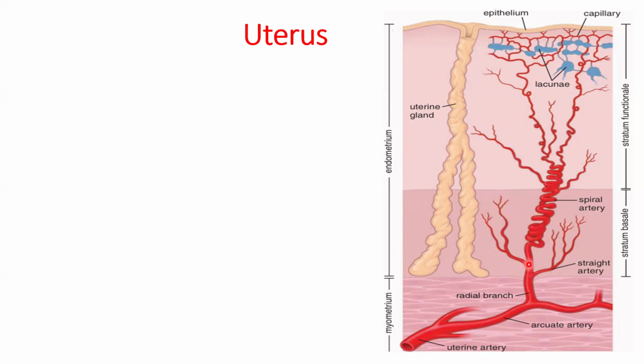Then the spiral arteries are found even into the stratum functionalis. So the stratum functionalis will contain the spiral arteries, and the spiral arteries go and form blood lacunae with the veins. So it's important that you realize that. And then you can also see the lumen of the uterine glands open into the lumen of the uterus.